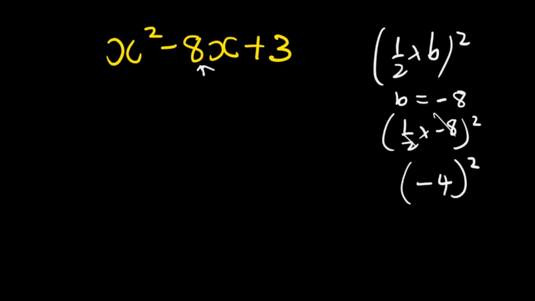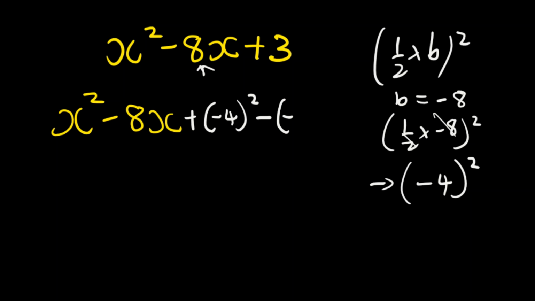And then from here, what you're going to do is add and subtract this minus 4 all squared. So you have your x squared minus 8x, and then you add and subtract minus 4 all squared, and then you add your 3 there. And then you're going to separate portions of this equation here. So how do you know where to separate? Simple. What you added, that's where you end. You added this minus 4 all squared, and where you ended that, that's where you start separating your terms.